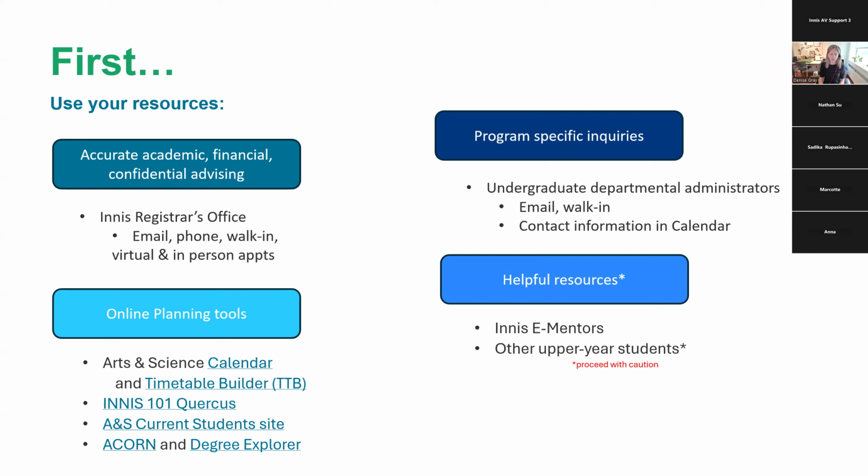Use your online planning tools. So the calendar, which I just spent some time going through, the timetable builder, which we're going to go through now, the Innis 101 Quercus, which I have spent hundreds of hours working on, along with some of my colleagues to ensure that it has a ton of important, relevant information in there for you. Please use it. The Arts and Science Current Student site, which is the main site for arts and science information. And then Acorn, which we'll spend a little bit of time talking about today. That's your course management site. And then Degree Explorer, which you can access through Acorn.